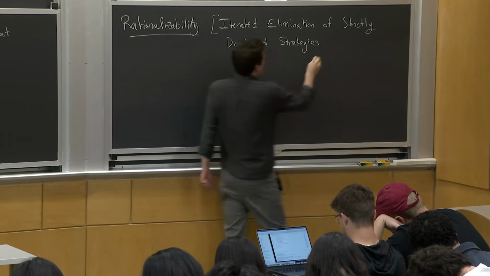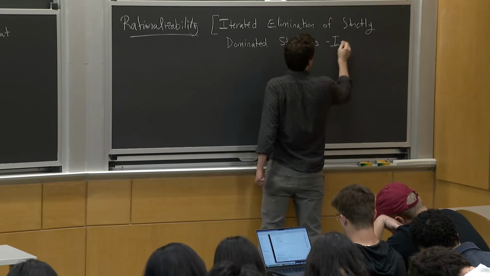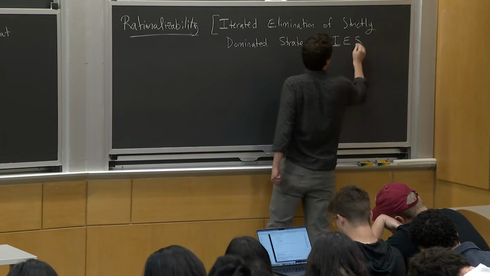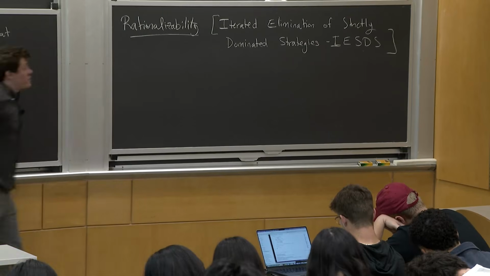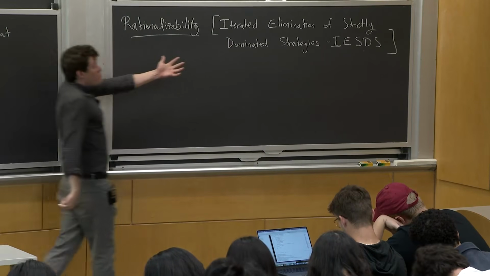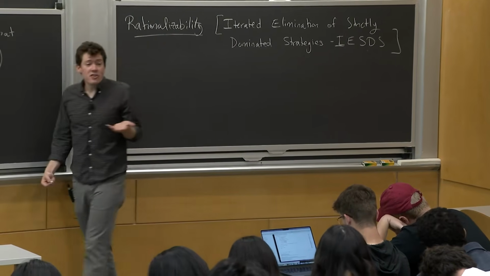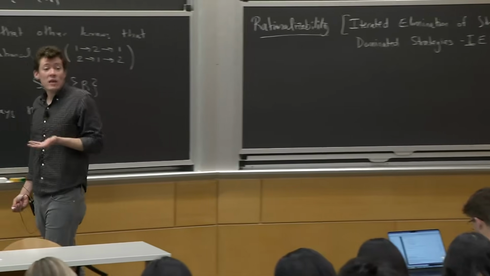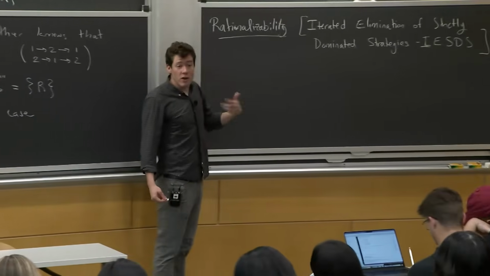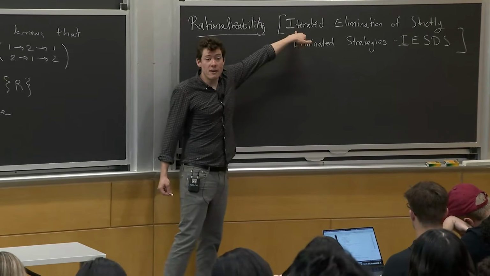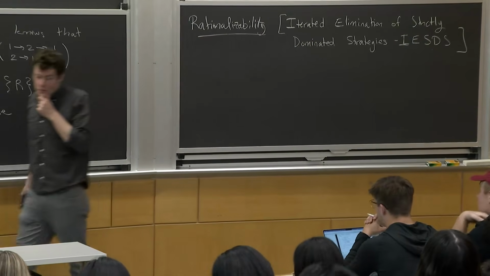And sometimes this goes by the acronym iterated elimination of strictly dominated strategies, because it's a bit of a mouthful. What's the idea? At each step, we implicitly threw out the strategies that were strictly dominated. We eliminated the strategies that were strictly dominated, and we did this recursively or iteratively, and that's why we call it iterated elimination of strictly dominated strategies.